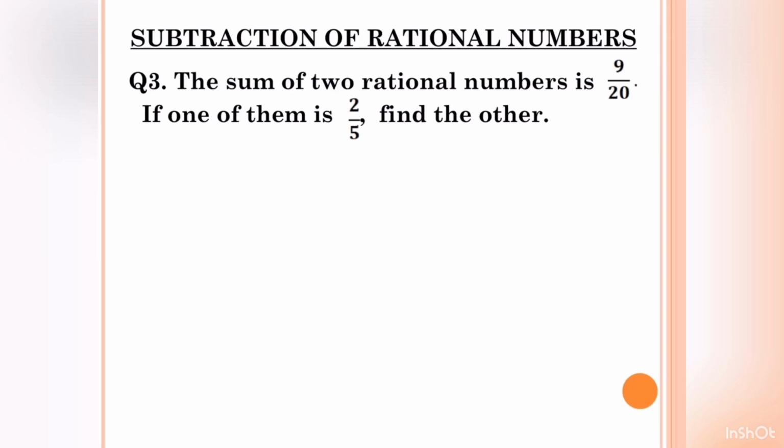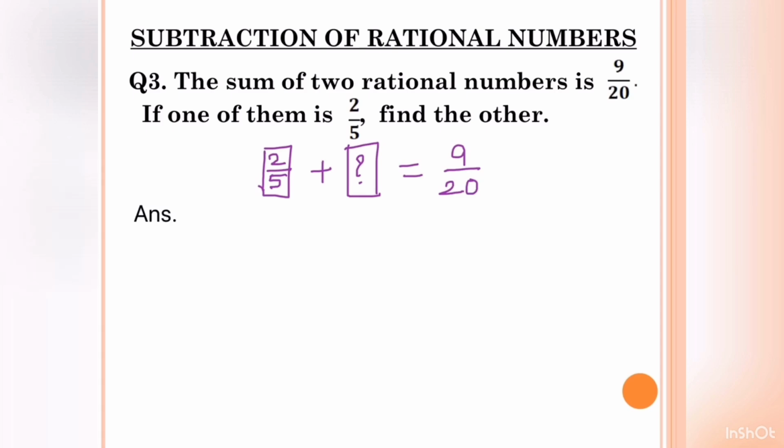The sum of two rational numbers is 9 by 20. If one of them is 2 by 5, find the other. Let us first understand this question. If two rational numbers are added, the sum is equal to 9 by 20. If one of the rational numbers is 2 by 5, we need to find the other rational number.